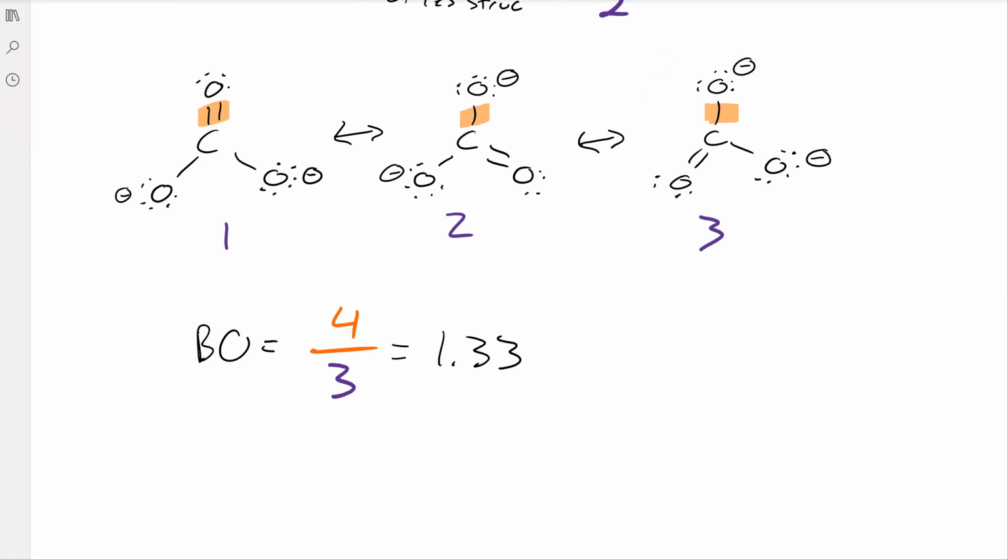And same thing with charges, right? Note that this has a negative charge here, a neutral charge here, and then a negative charge here. If you were to find the average, on average, it's a negative 2/3 charge. So in the real structure, each oxygen has a negative 2/3 formal charge, and each bond is 1 1/3.